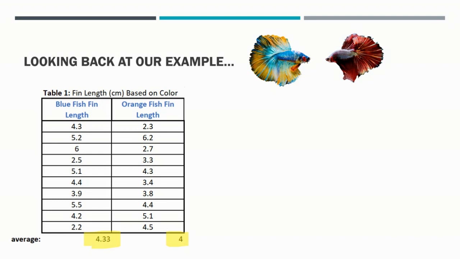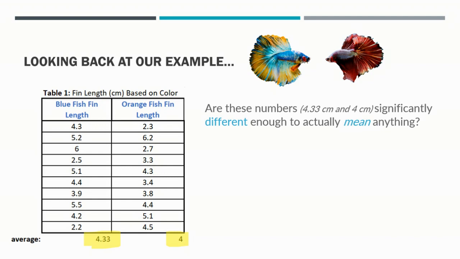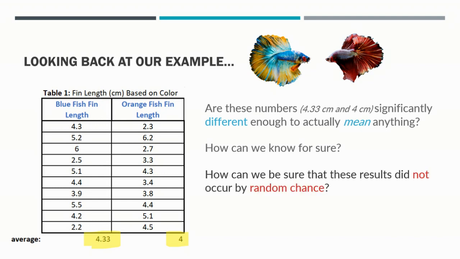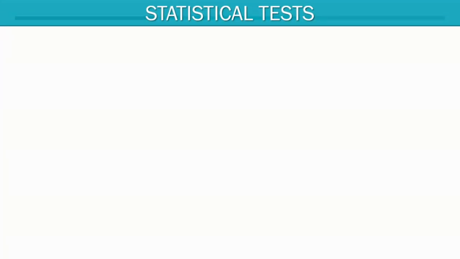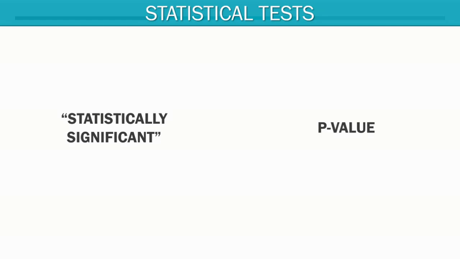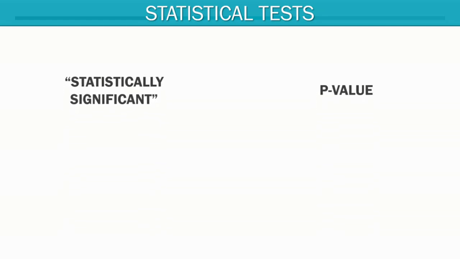How can we know whether these results are significantly different enough to actually mean anything? How can we know for sure? How can we be sure that these results did not occur just by random chance, right? We can answer these questions by running statistical tests. Now, when people talk about data analyses and statistical tests, we hear two phrases getting thrown around all the time. Those phrases are statistically significant and p-value. So before going too much further, let's just break down what these two terms mean.